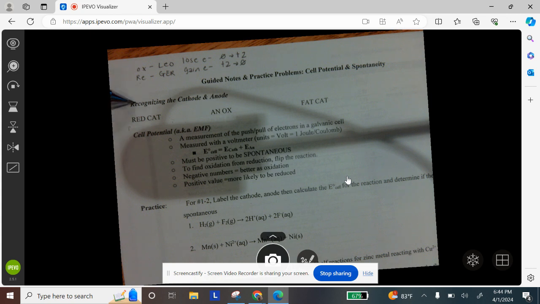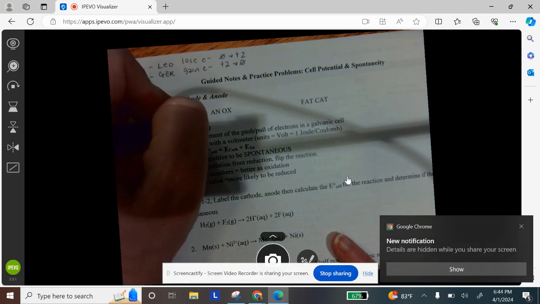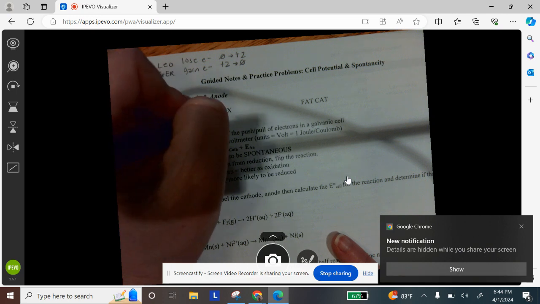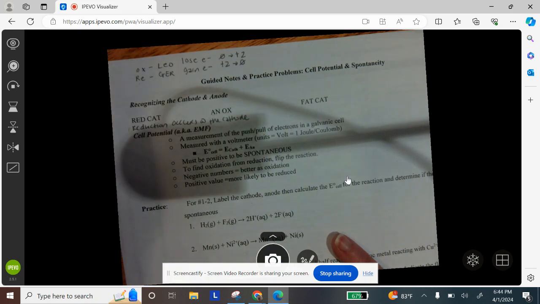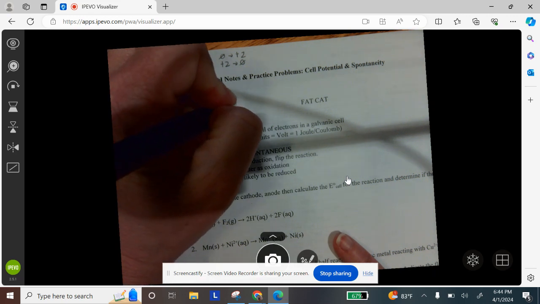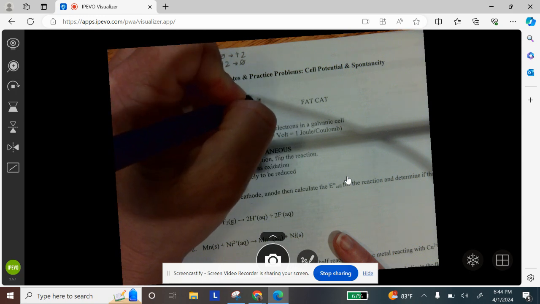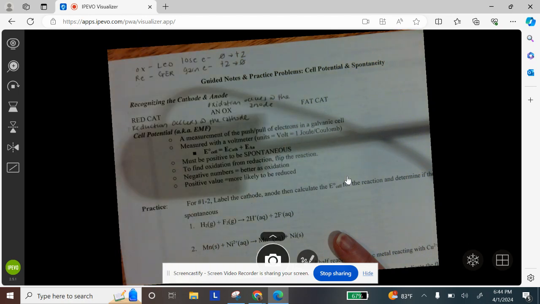So now let's look down here. We'll have a scenario where there'll be something called a cathode and an anode. And the cathode is where the reduction happens. And the way you can remember that is red cat. So red cat is reduction occurs at the cathode. That's what it stands for, red cat. So just remember that. An ox is oxidation occurs at the anode. Okay. Oxidation occurs at the anode.